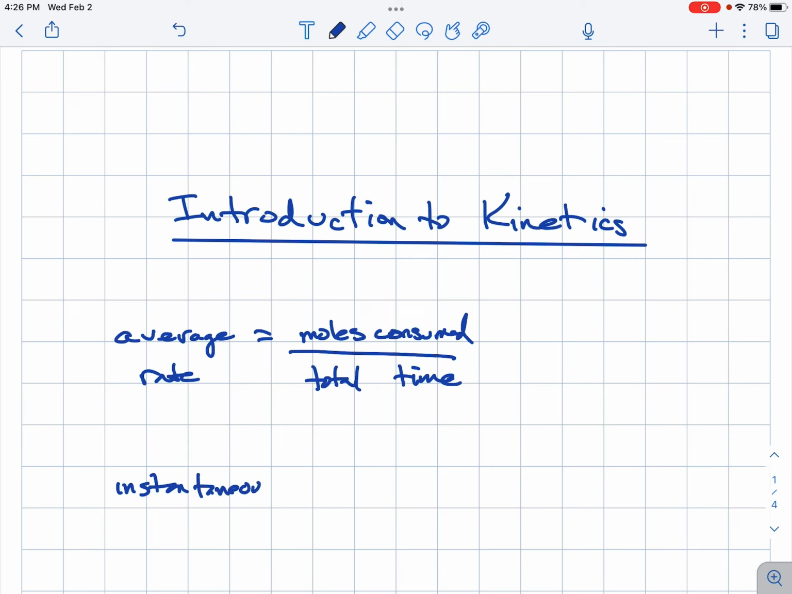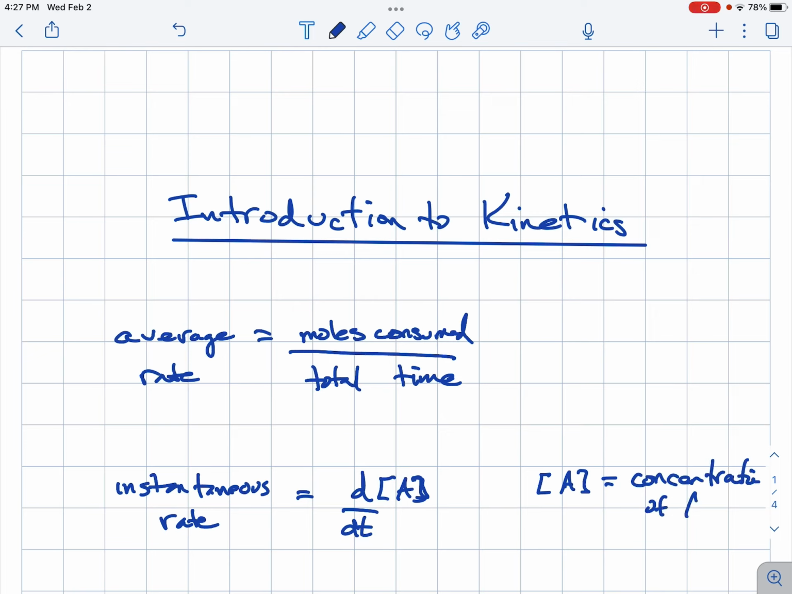The instantaneous rate is actually a calculus concept, and if you haven't had calculus, don't worry about it. I'm going to show you a way to do this without doing any calculus, but if you have had calculus, it is the derivative with respect to time of the concentration of something. I do want to mention, when we put brackets around something like this, we read this as the concentration of substance A. And we mean that to be in molarity.